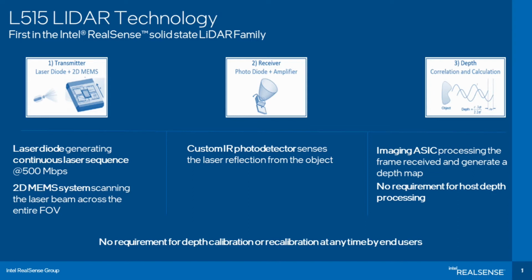L515 uses a photodiode instead of a typical multi-pixel camera sensor, eliminating pixel crosstalk and reducing multipath artifacts. The depth block uses a custom ASIC to process 23 million depth points per second on the camera. This frees the host to focus on other tasks.